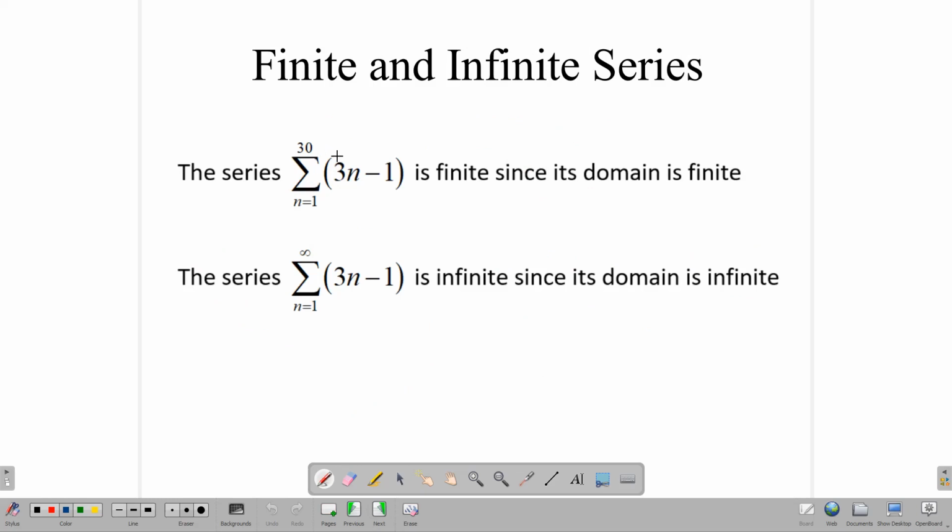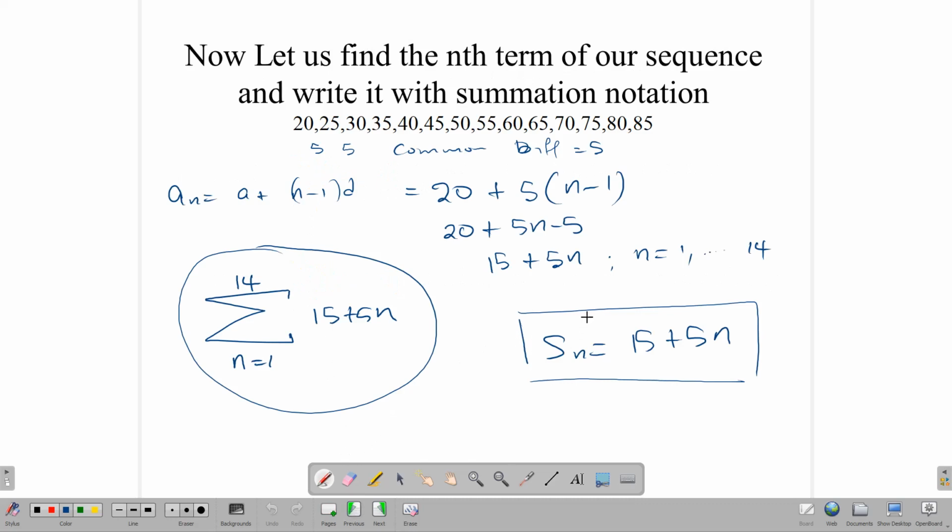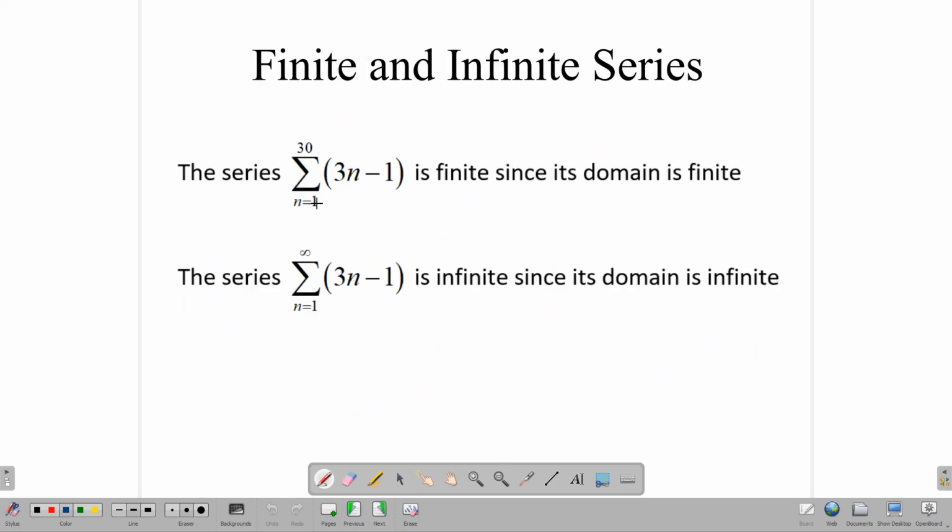Series can be finite or series can be infinite. And the difference is very simple. If a series is finite, it means that its domain is finite. So here in this series, for example, we're moving from 1 to 14. There are 14 terms. And because of that, it's finite. So it's finite because its domain is finite.